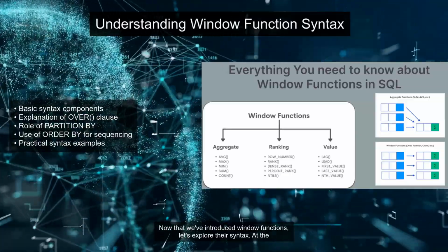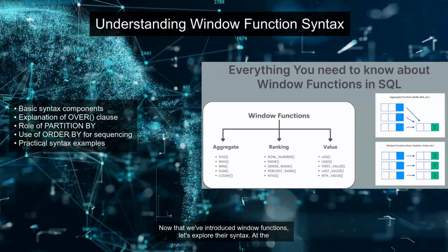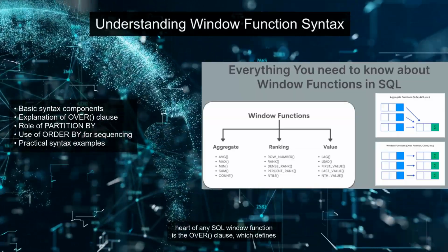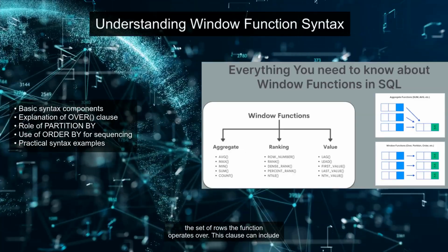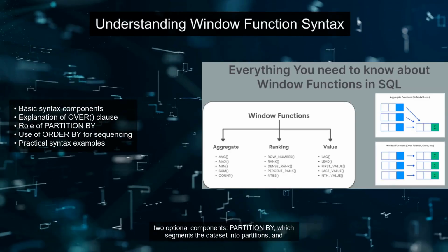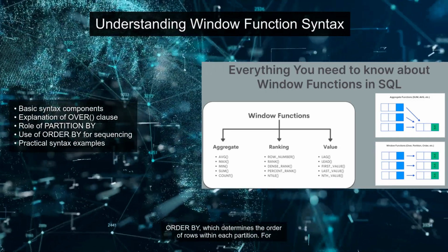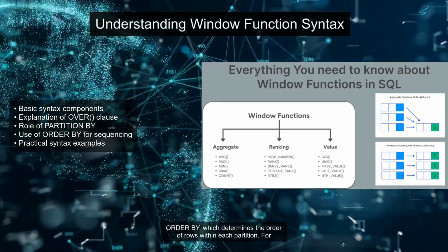Now that we've introduced window functions, let's explore their syntax. At the heart of any SQL window function is the OVER clause, which defines the set of rows the function operates over. This clause can include two optional components: PARTITION BY, which segments the dataset into partitions, and ORDER BY, which determines the order of rows within each partition.